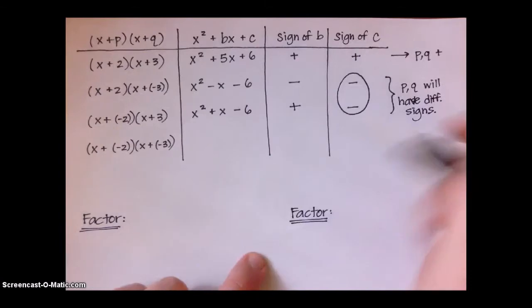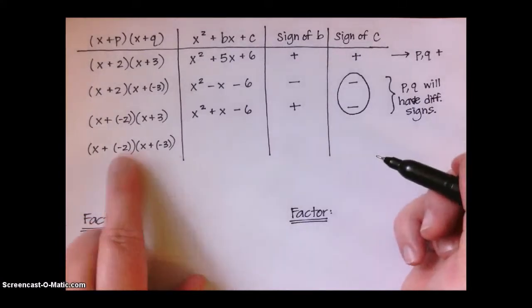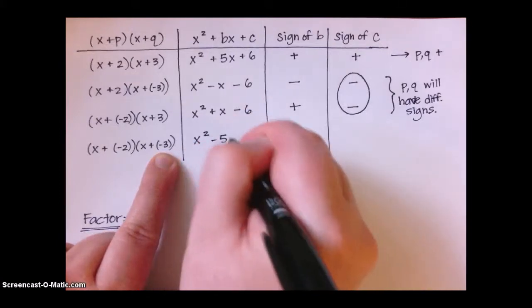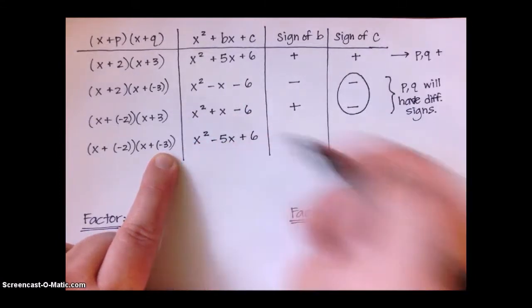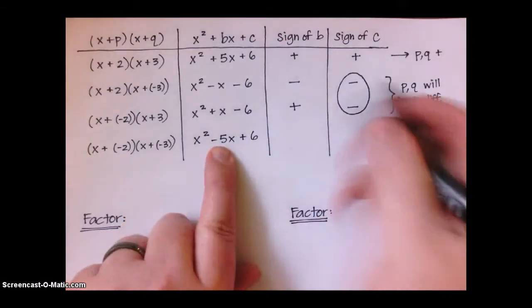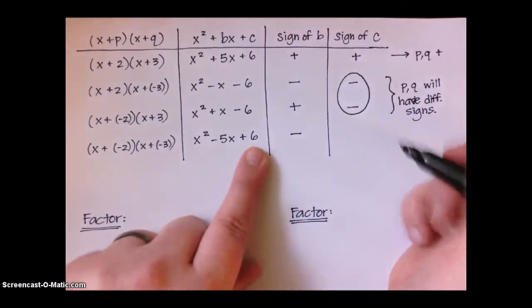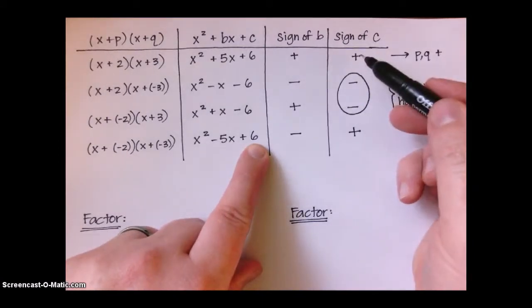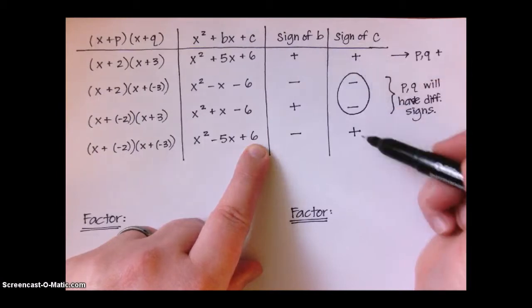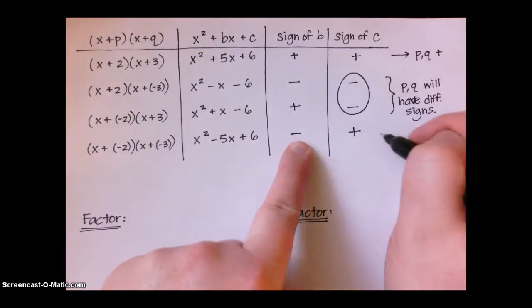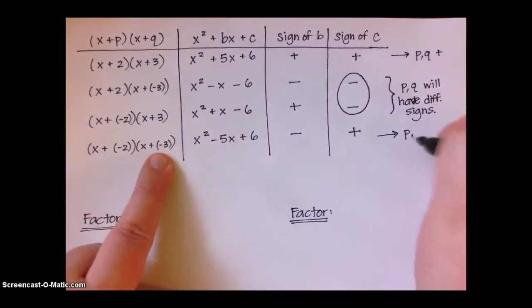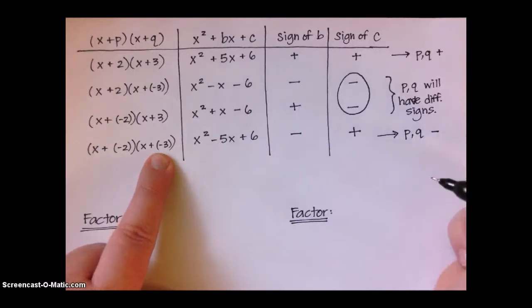Okay? And now for my last one, I'm multiplying two negative numbers. So when I do that, I'm going to get x squared minus 5x plus 6. So this time the b is a negative, it's negative 5, and the c is a positive. All right, so unlike the first one, where it was also a positive for c, this time, because the b is negative, this is going to tell me that both the p and the q will be negative numbers. That's the type of numbers you're going to find when you factor it out.